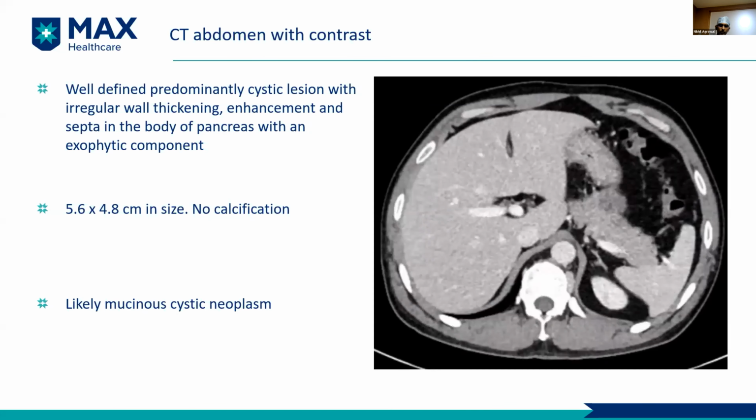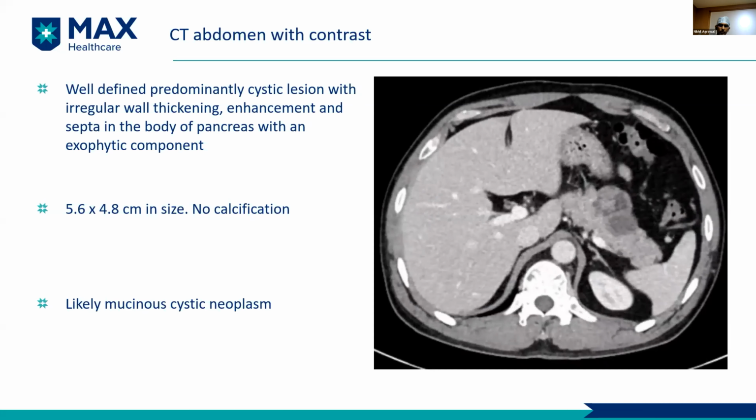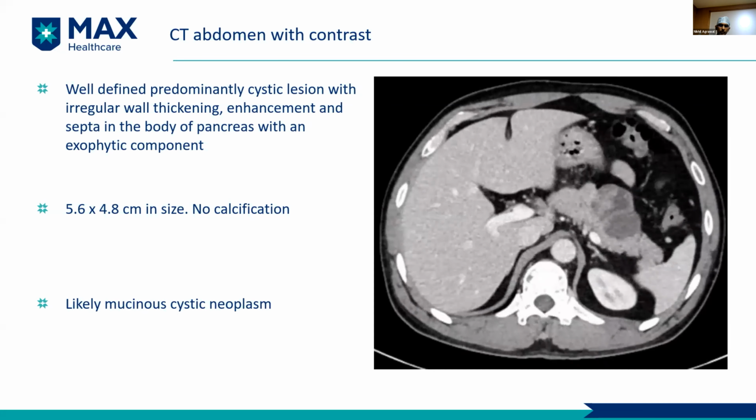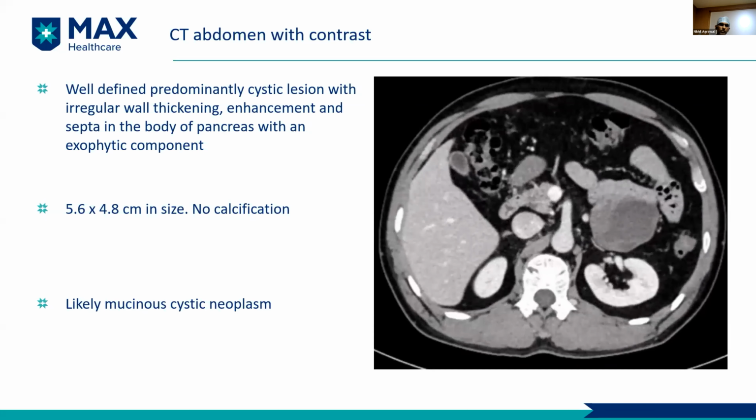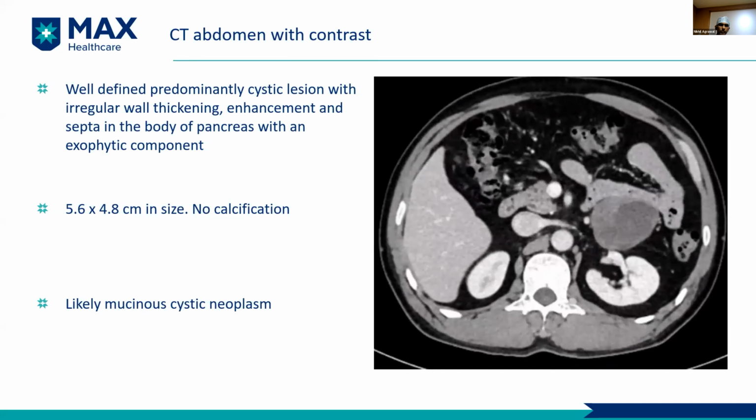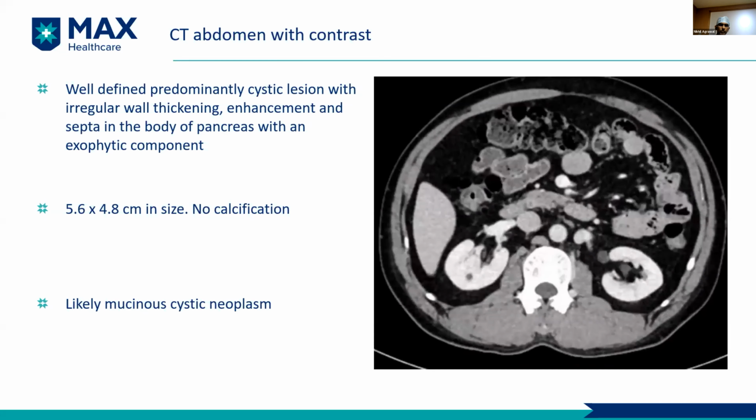Then IPMN may be a main duct, side duct, or mixed pattern. The main duct IPMN shows gross dilatation of the pancreatic duct. There are irregular walls which may show enhancement. The side branch type is classically seen as a grape-like tumor in the uncinate process. That is a classical location. And the mixed pattern has a combination of side duct and main duct. Then there is SPEN, which is a special category, mostly a solid tumor with cystic degeneration, as Dr. Ramesh nicely demonstrated in his talk.